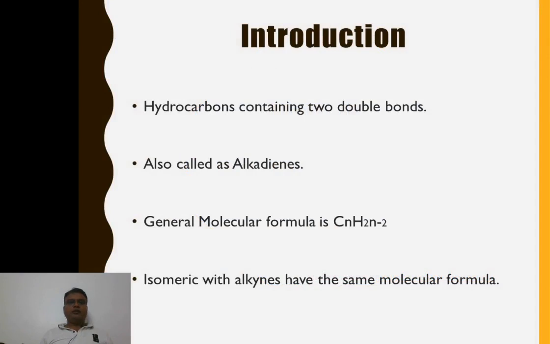A diene is nothing but a hydrocarbon containing two double bonds. It is also called an alkadiene. Their general molecular formula is CnH2n-2. As you know, CnH2n-2 is the molecular formula for an alkyne. So, dienes are isomeric with alkynes, with the same molecular formula.